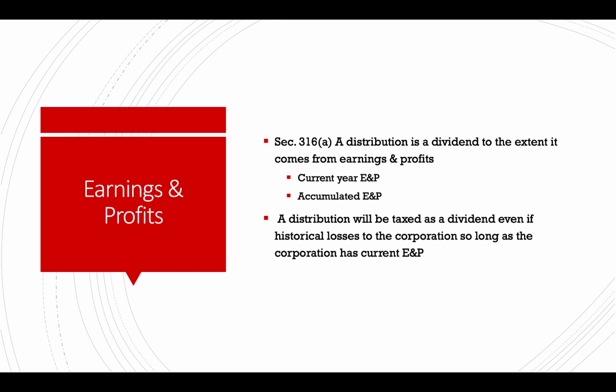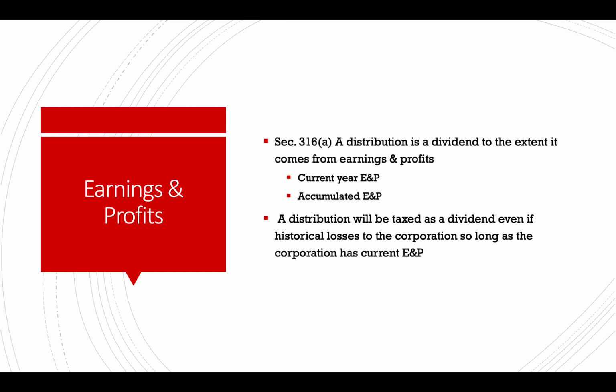A distribution will be taxed as a dividend even if historical losses to the corporation have accrued, so long as the corporation has current earnings and profits. So if we have earnings and profits sufficient to cover a distribution, the distribution is going to be taxed as a dividend. But if distributions during the year exceed current earnings and profits and accumulated earnings and profits, it's going to be treated as a return of capital to the extent that the shareholder has basis in their shares. And beyond that, it's going to be taxed as a gain.